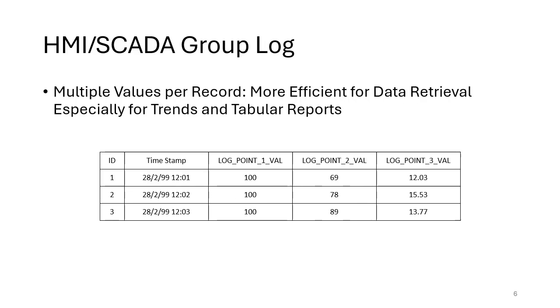Now, one alternative that we often see in HMI SCADAs is a group log. And in this case, what we have is multiple values per record. This is probably more efficient for data retrieval because, again, here, when you're retrieving data, you've now got a single timestamp, and against that timestamp, you have your 3 values. So for a trend or tabular report, this is arguably more efficient, although in practice, the database takes care of the efficiency. So I would say you're probably not that much different from where you were in the previous one. You could argue this takes a bit less memory space, and that may or may not be true depending on how the data is stored.